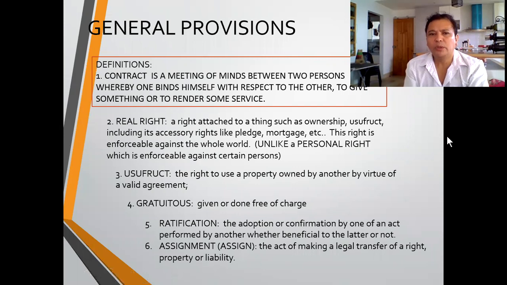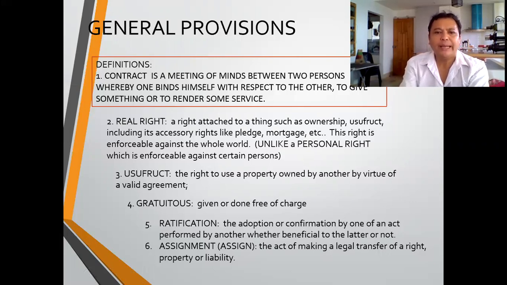Okay, we start with defining contract. Contract is a meeting of minds between two persons whereby one binds himself with respect to the other to give something or to render some service. So in this definition, one is obliging himself of giving or rendering service. So almost similar to an obligation.